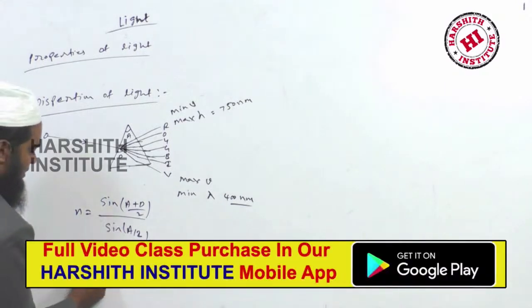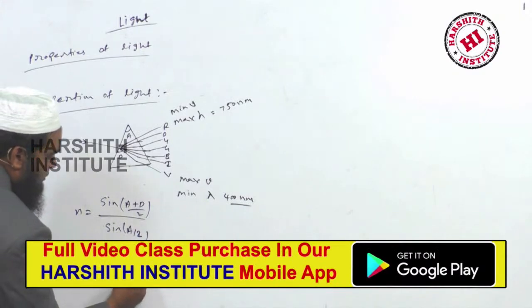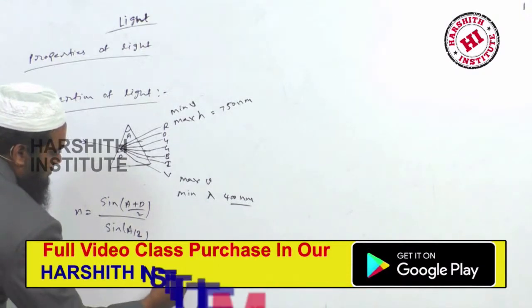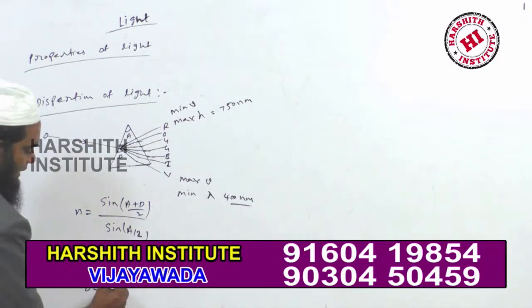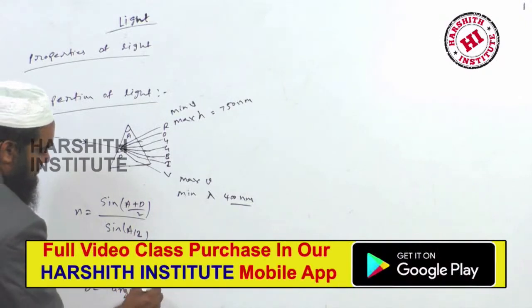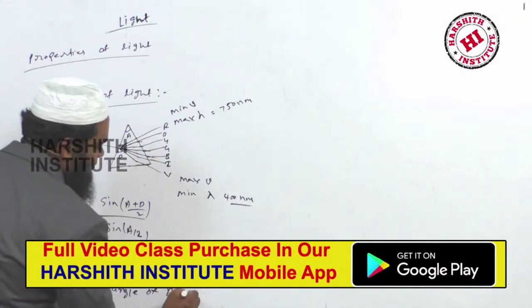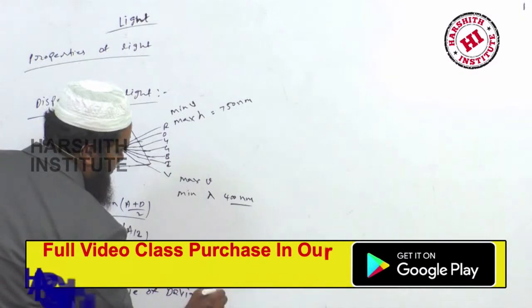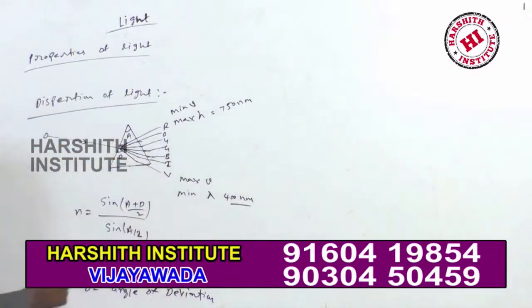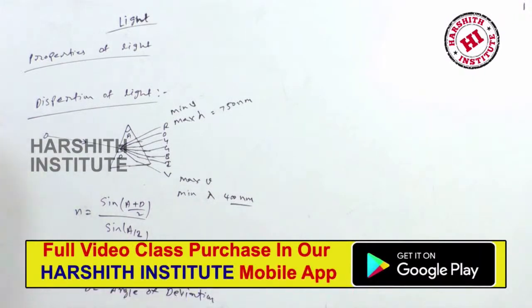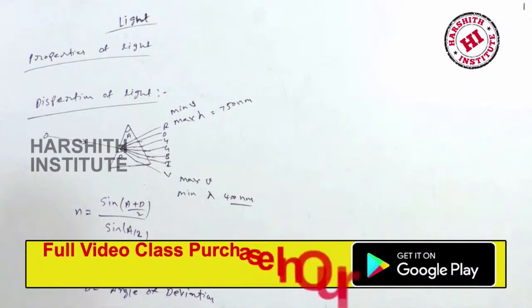Second, here A is called the angle of prism. A is the angle of prism. Now here D is called the angle of deviation. So angle of deviation is maximum in violet color, minimum in red color. So n equals sine of (A plus D) by 2 divided by sine of A by 2.